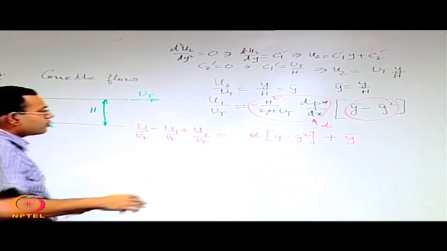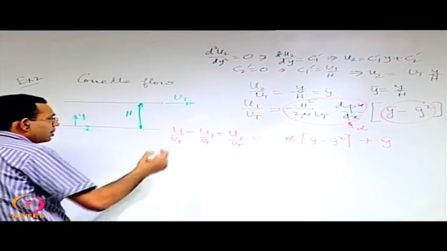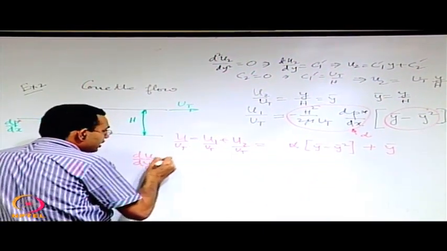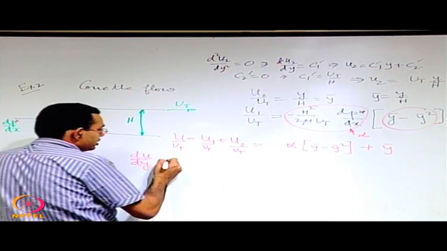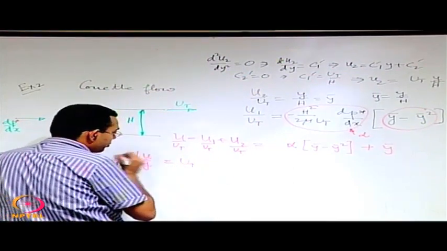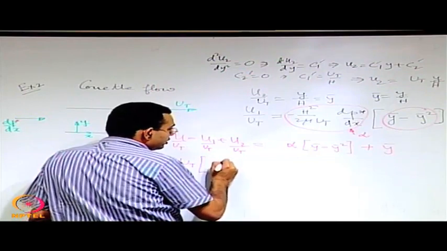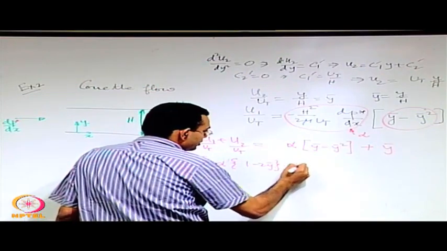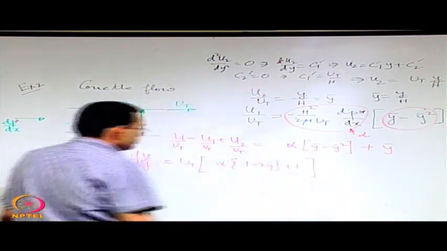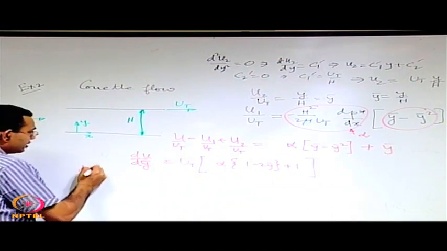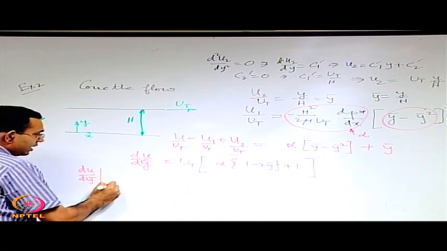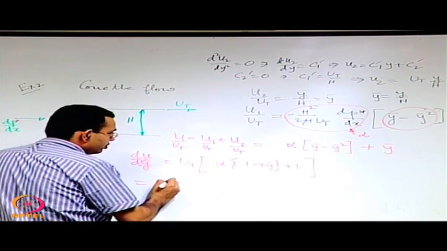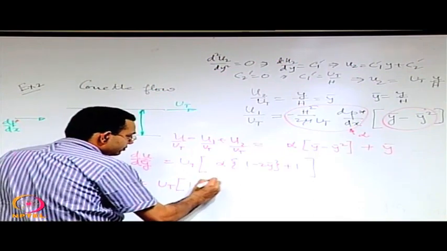So let us try to see what the typical velocity gradients are. For different values of alpha, let us first find out what is du dy, and we will get an important picture. So du dy bar, say, is equal to ut into alpha into 1 minus 2 y bar plus 1. So let us try to find out what is du dy bar at y bar equal to 0. So that is equal to ut into 1 plus alpha.